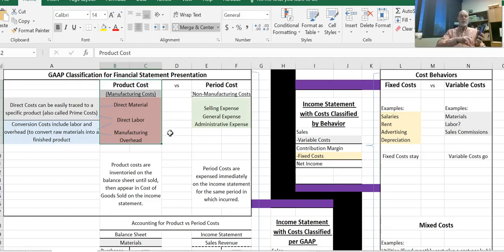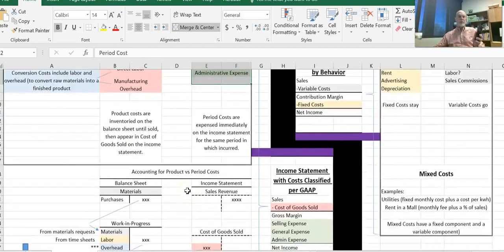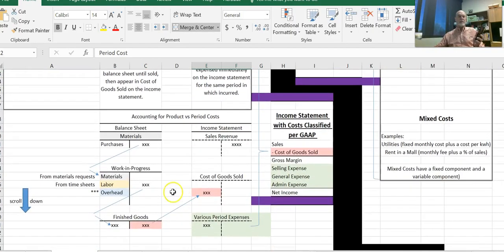On the other hand, all of the other costs not associated with manufacturing are called period cost. Those would be things like the sales department or the general and administrative department. Those are simply expenses for the period. These other costs go into the cost of the product. So let me show you a ledger down here at the bottom just to illustrate this.